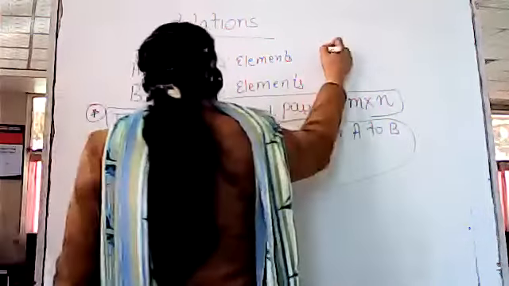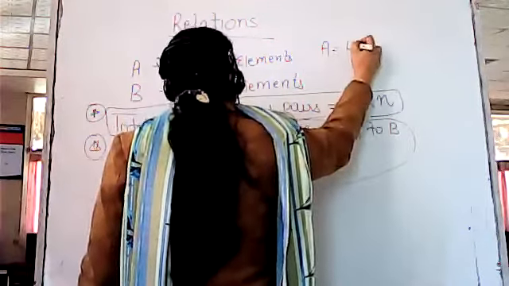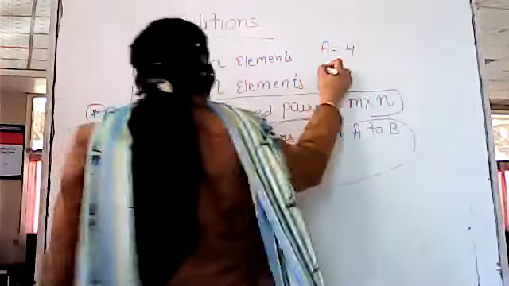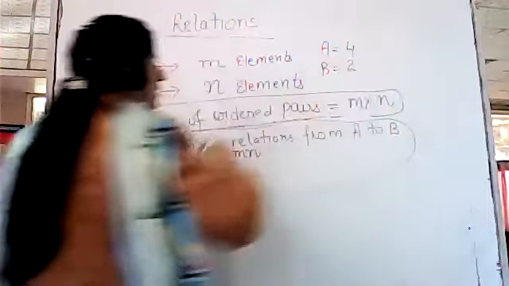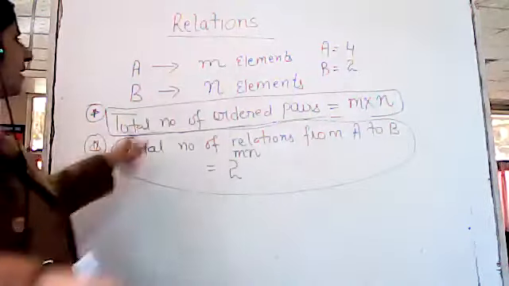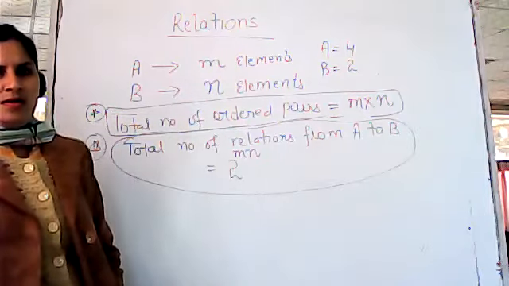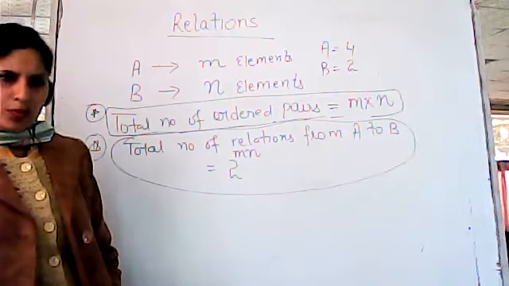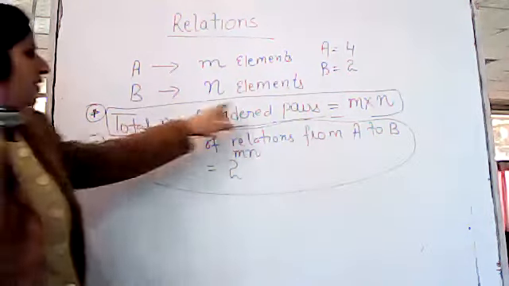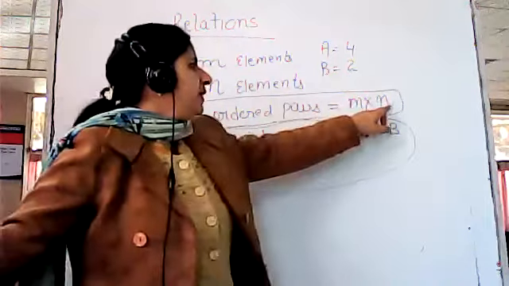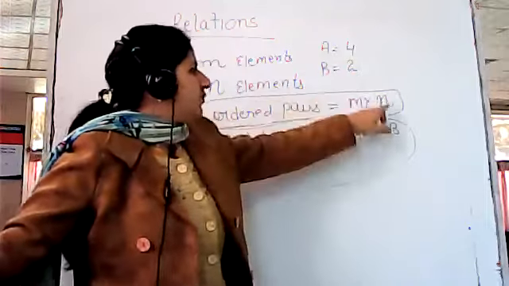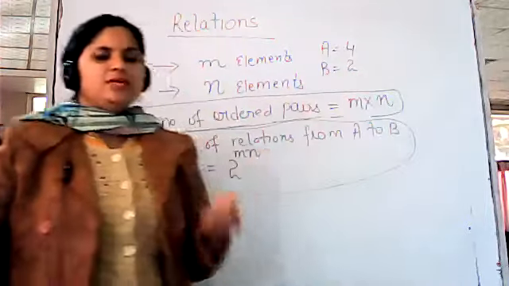Suppose I have taken an example. The set A consists of 4 elements and B is a set which consists of only 2 elements. Then what is the total number of ordered pairs? 8. Very good. The total number of ordered pairs is equal to m into n. m is equal to 4, n is equal to 2. It means the number of ordered pairs will be equal to 8.